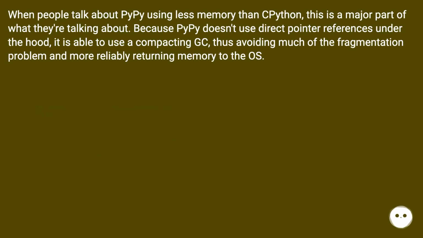When people talk about PyPy using less memory than Python, this is a major part of what they're talking about. Because PyPy doesn't use direct pointer references under the hood, it is able to use a compacting GC, thus avoiding much of the fragmentation problem and more reliably returning memory to the OS.